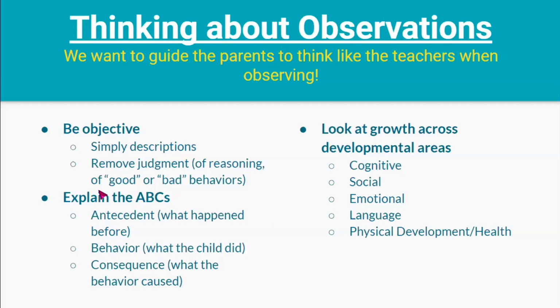Then we're also going to have them follow the ABCs. So putting the antecedent, what happened before, the behavior, what the child did, and the consequence, meaning what the behavior caused. Then, if we'd like, we can add a little introduction depending on what developmental area we're covering, whether that's cognitive, social, emotional, language, physical development, or health.